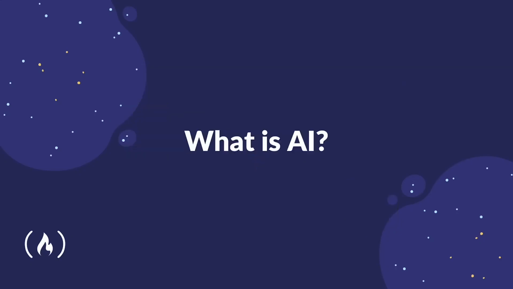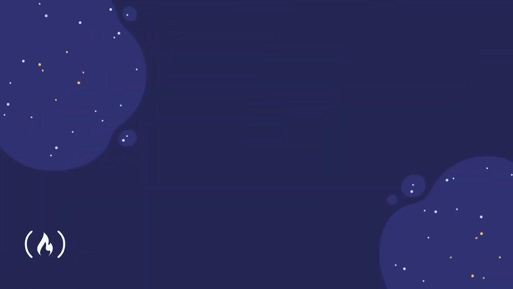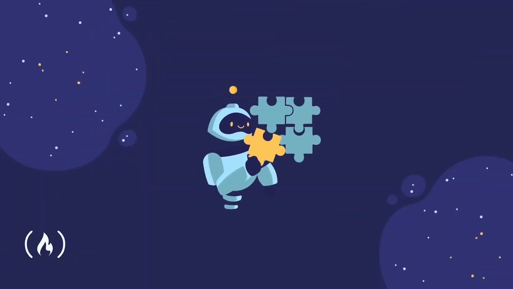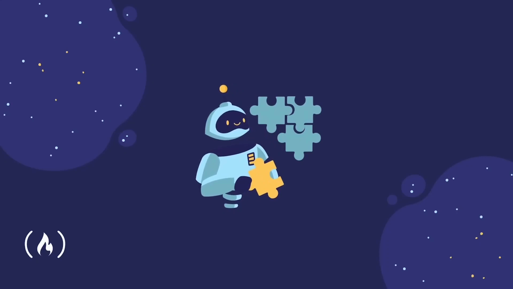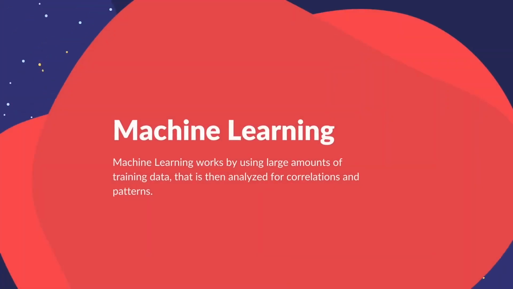What is AI? AI, or artificial intelligence, is the simulation of human intelligent processes by machines. I say simulation as artificial intelligence is not sentient, at least not yet anyways, meaning it cannot think for itself as much as it may seem it does. Often when we say AI, we most of the time are referring to a term called machine learning. Machine learning works by using large amounts of training data that is then analyzed for correlations and patterns.